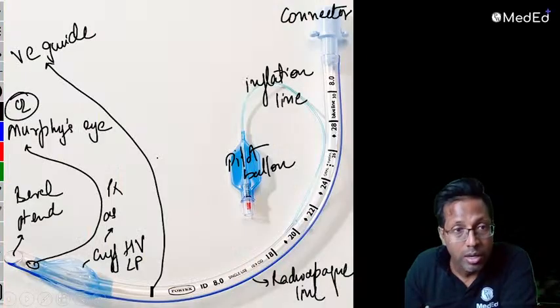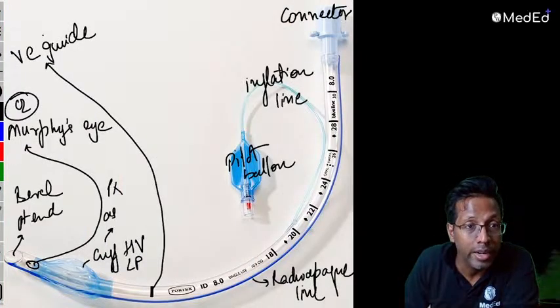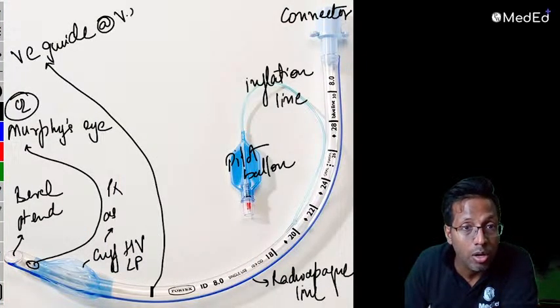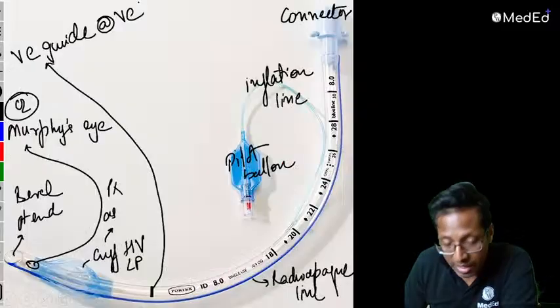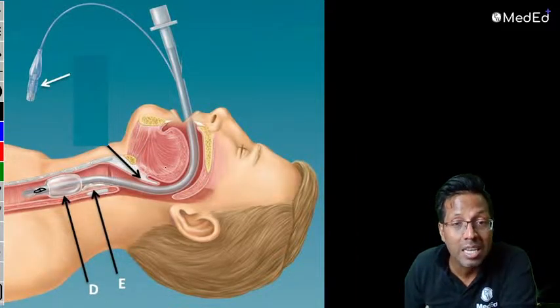Yes, vocal cord marker, then it is supposed to lie at the vocal cord guide. This is supposed to lie at the vocal cords. Okay, so once it lies at the vocal cord, it means you are placed correctly.